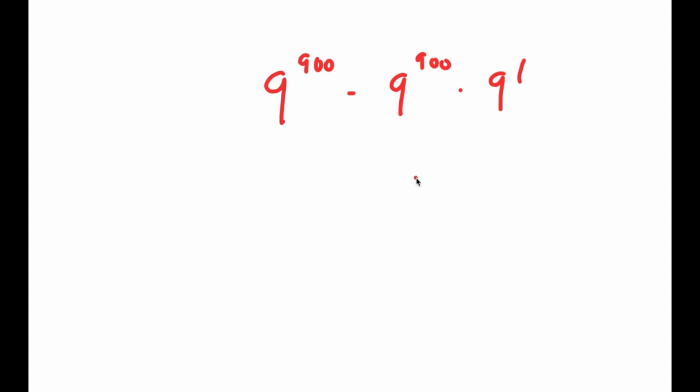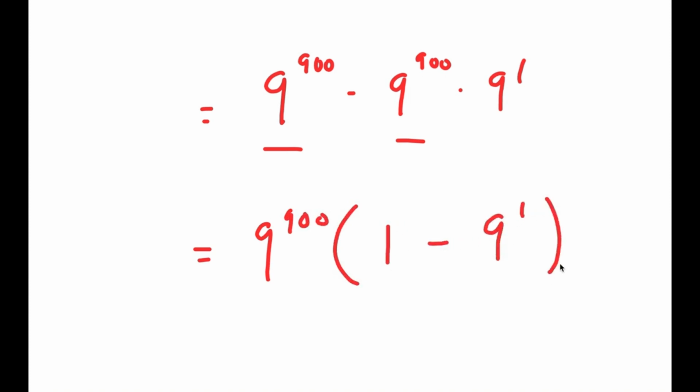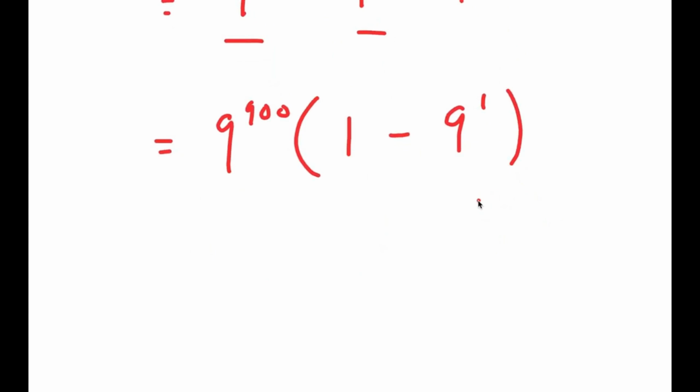So now from here, these two terms have the number 9 to the power of 900 in them. So I'm going to factor out 9 to the power of 900, which is what I said I was going to do at the beginning of the video. So now I get 9 to the power of 900 times 1 minus 9 to the power of 1. And this is equal to 9 to the power of 900 times 1 minus 9, because 9 to the power of 1 is the same thing as 9.